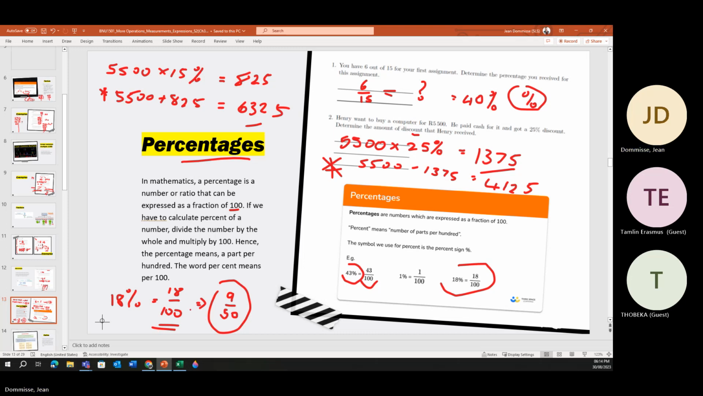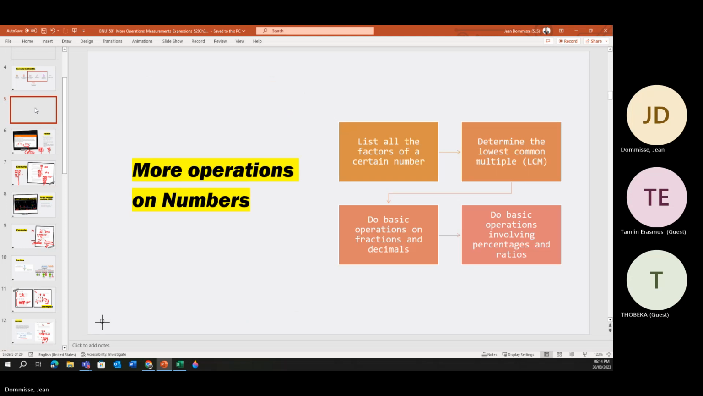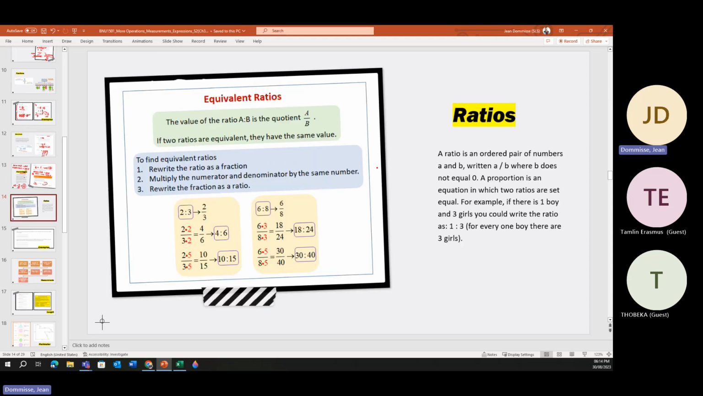Okay, so that is nearly looking at the factors we did. We did the lowest common multiple. We did fractions and decimals. We did percentages. Now the last one in this batch is ratios. Okay, so ratio is also nearly a fraction.